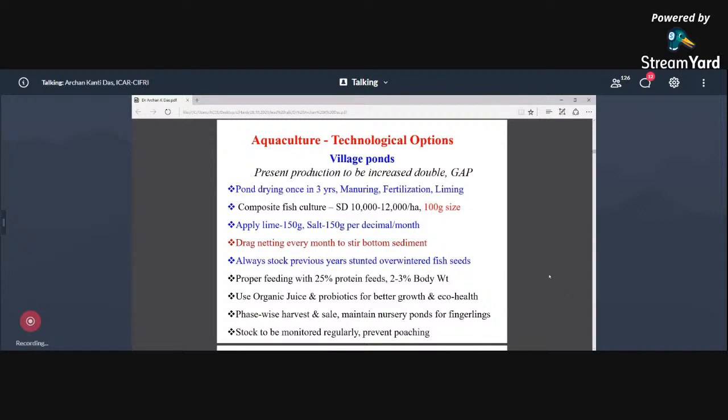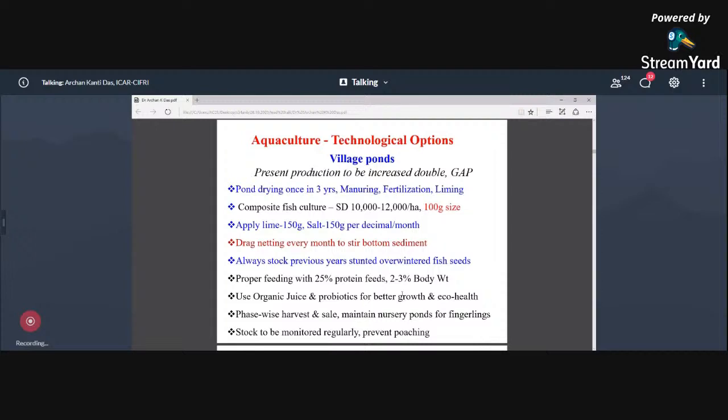And regularly applying lime and salt. These are two precursors for aquaculture development. And drying of the pond every alternate 3 years. These are the very basics that our farmers are now following, and we are injecting the very basics of applying lime, applying salt, and pond drying and drag netting regularly. These are very important aspects of development of the aquaculture sector.